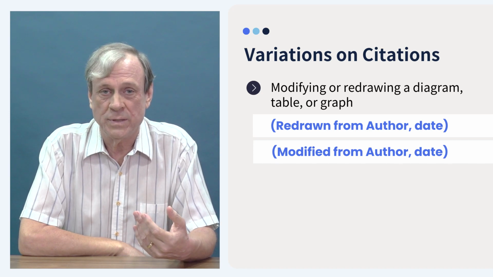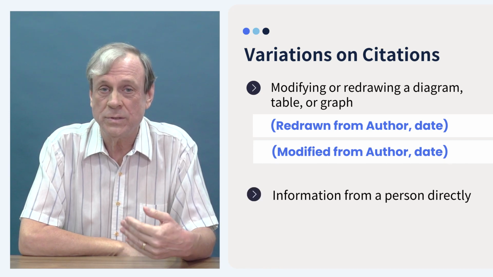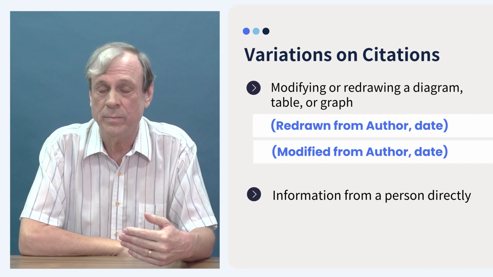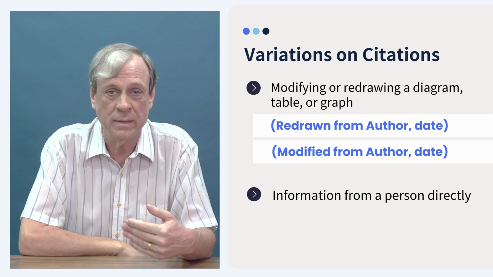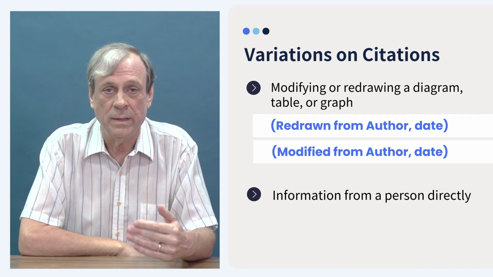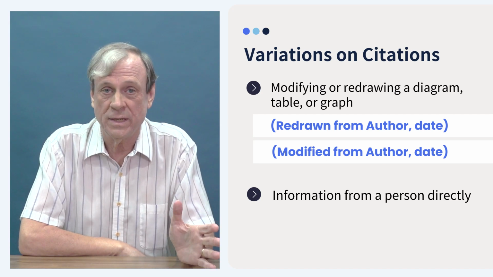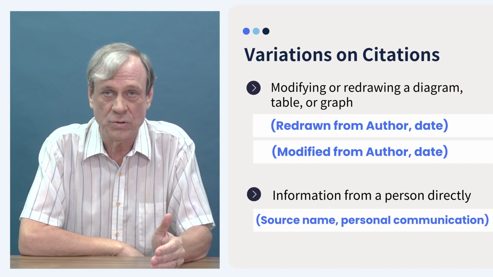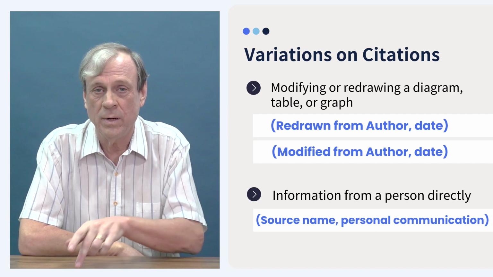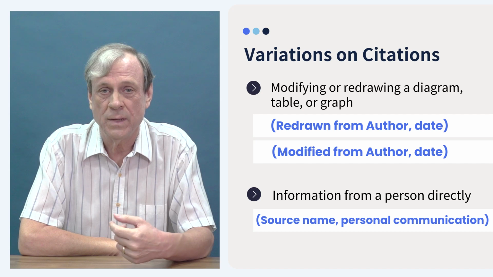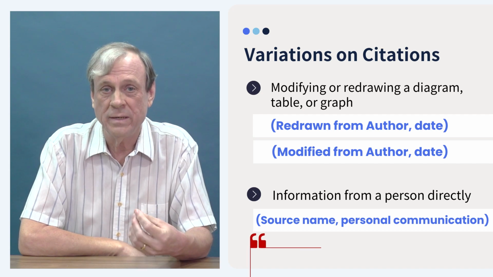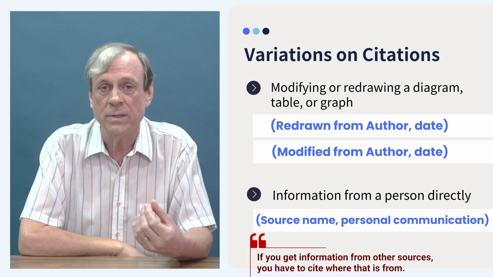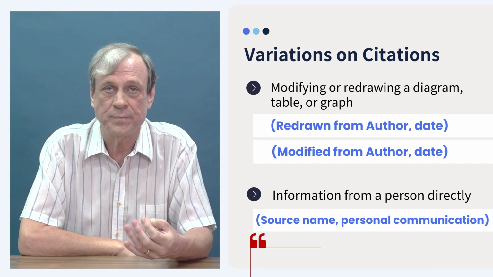Sometimes, again, particularly with human resources, you may talk to an individual. You may go to a workshop. You may email someone. And in those cases, you don't have a standard reference. So you cite that by the person's name as a source, followed by a comma, "personal communication." But no matter what, if you get information from another source, you have to cite where that's from.